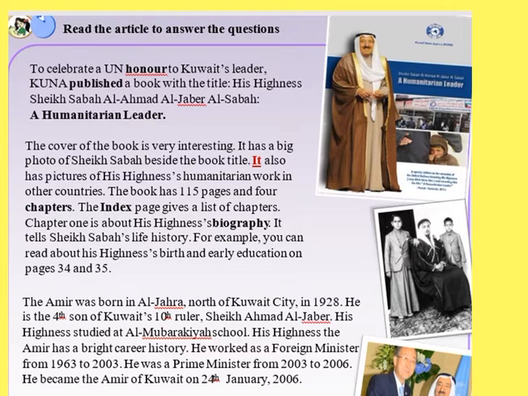His Highness the Amir has a bright career history. He worked as a foreign minister from 1963 to 2003. He was a prime minister from 2003 to 2006. He became the Amir of Kuwait on 24th January 2006. Now let's answer the questions.